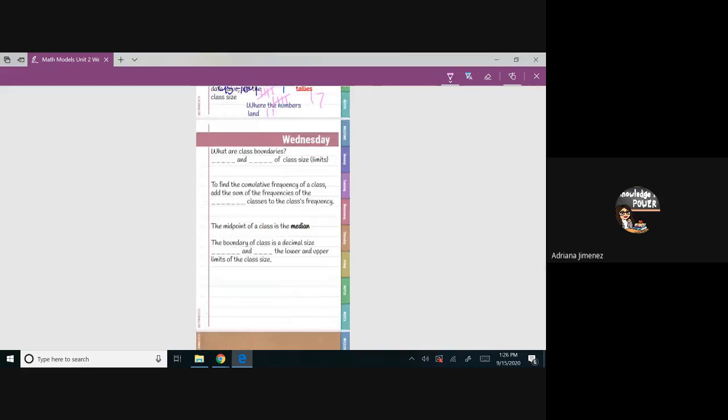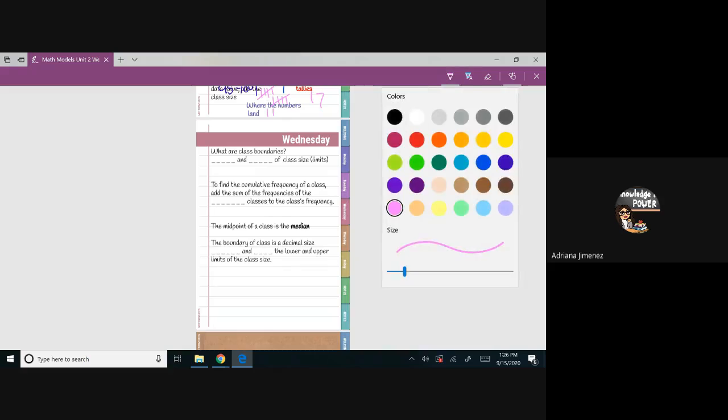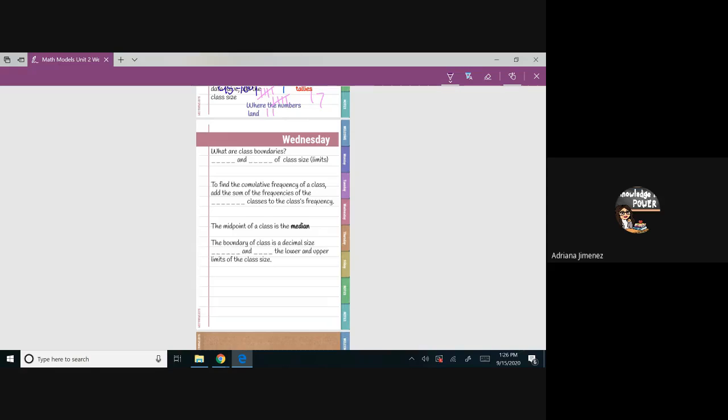All right, so what are boundaries? That's what was on your quizzes. The boundary is like the class size, so you always have a higher and a lower. So what's the highest of the limits, the class size, and what's the lowest, the actual number. To find the cumulative frequency of a class, you add the sum of the frequencies before it.